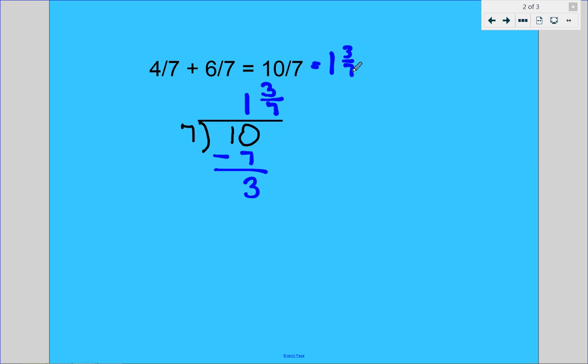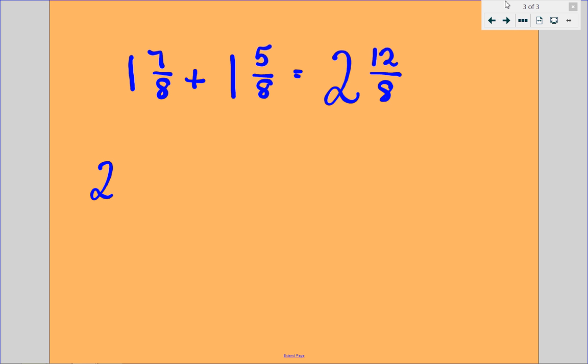And I would make sure that this number here can't be simplified. 3 is a prime number, 7 is a prime number, 3 doesn't go into 7, so we're good. So this would be the final answer then. Okay, so you would add like you normally would, and then you take this top number, the numerator, divided by our denominator, is going to get us our fraction.